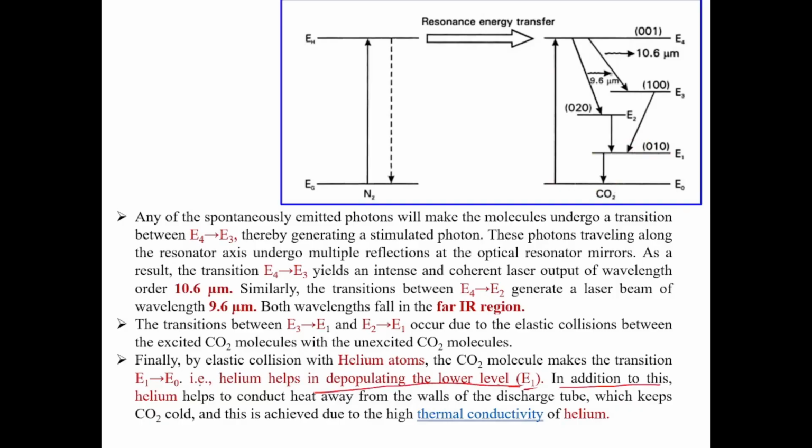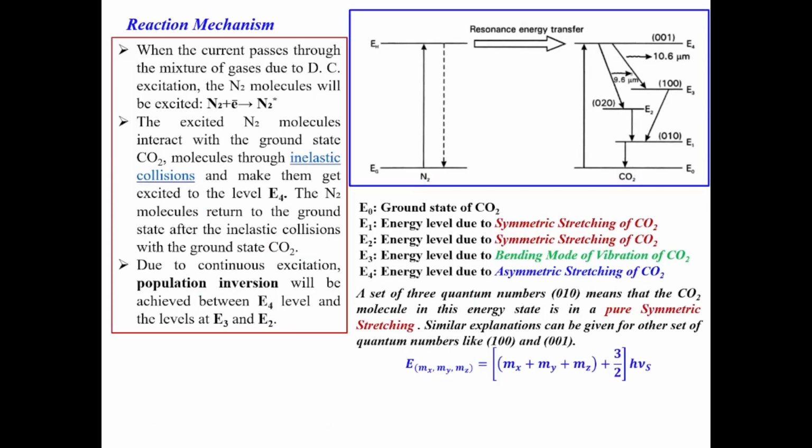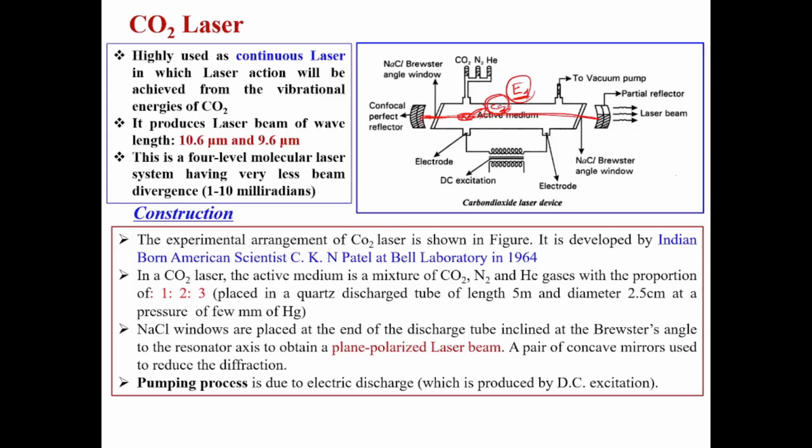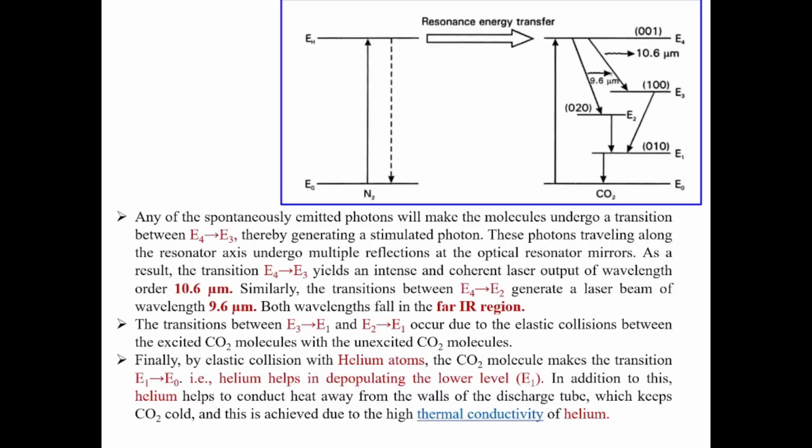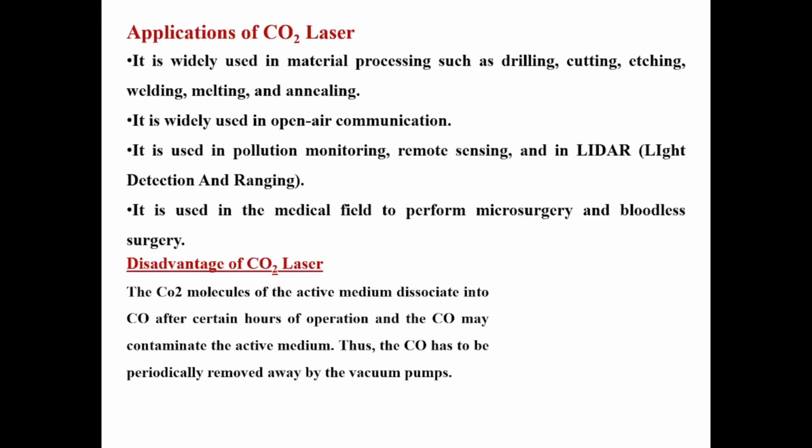In addition to this, helium helps to conduct heat away from the wall of the discharge tube. So it also helps to maintain the temperature, conducting heat away from the wall of the discharge tube, which keeps carbon dioxide cold or at a particular temperature. This is achieved due to the high thermal conductivity of helium. Okay, so this is all about the construction and working of the carbon dioxide laser.